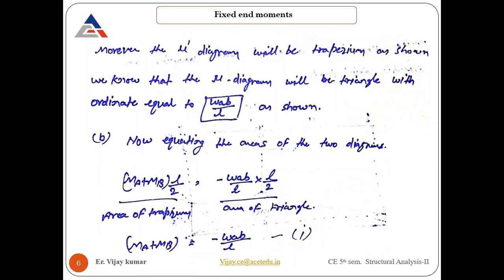So in that case, one will be positive, the other side will be negative. In that case, the area of a trapezium is nothing but the sum of the parallel sides, multiplied by L, divided by 2. That is the formula for the area of a trapezium you need to use. And the area of a triangle is nothing but half B into H. So half into L, I mean L by 2 into the height, that is minus WAB by L. The value being minus or positive hardly matters.